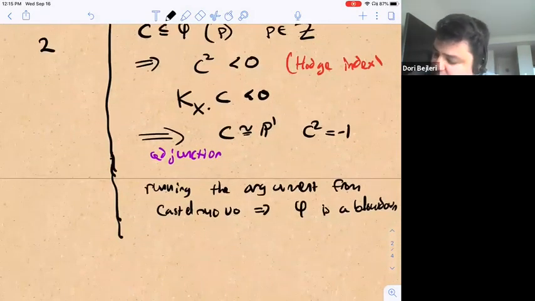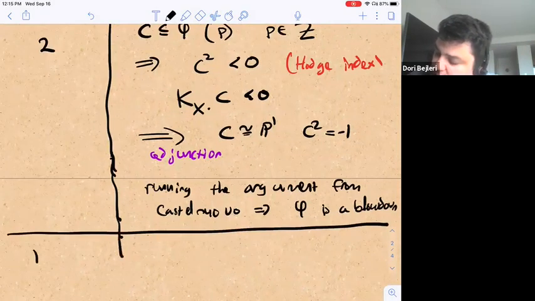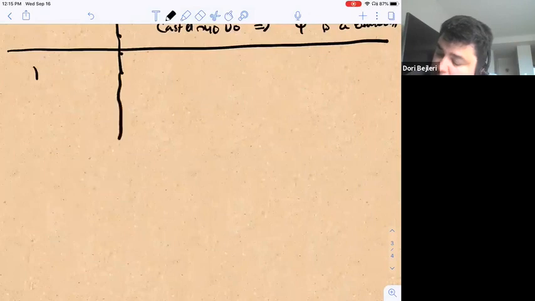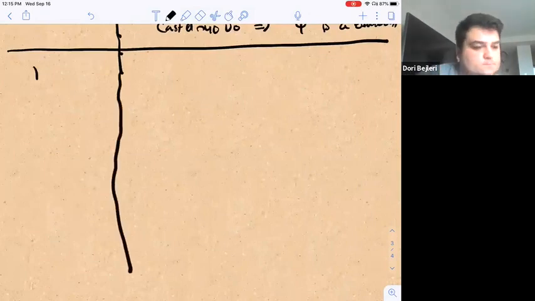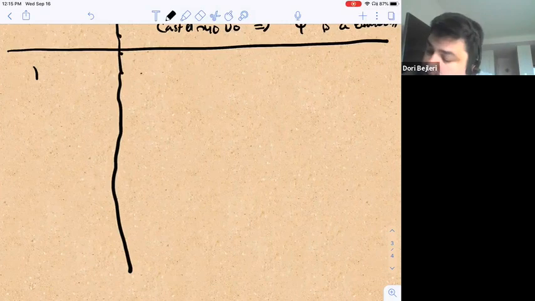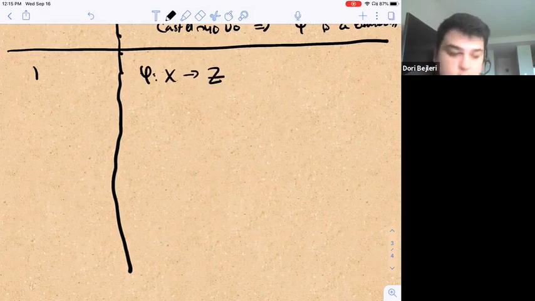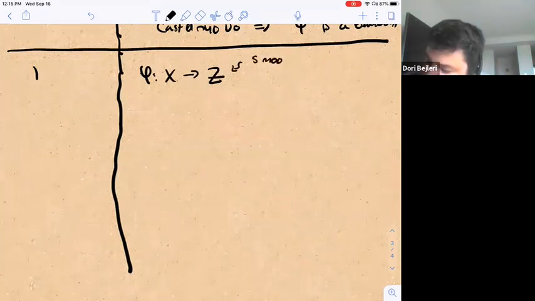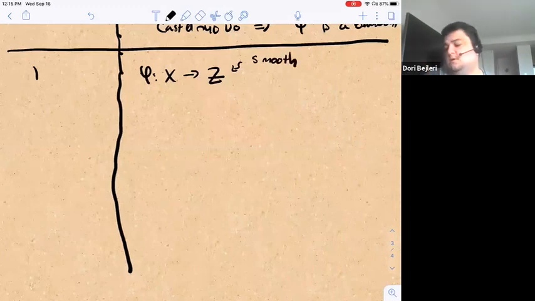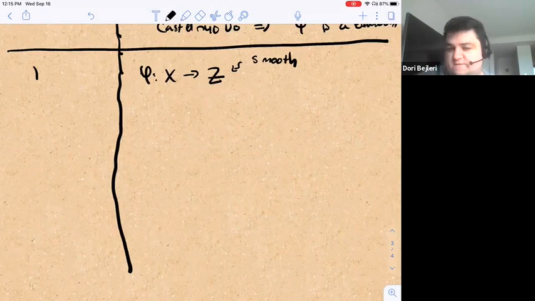Okay, and then if the dimension of Z is 1, so then phi is some map onto a curve, and in fact Z has to be smooth because X is smooth, in particular normal, and these semi-ample contractions you can check will map to a normal curve, or if they don't, just take the normalization, it'll factor through it. So we can assume that Z is actually smooth.